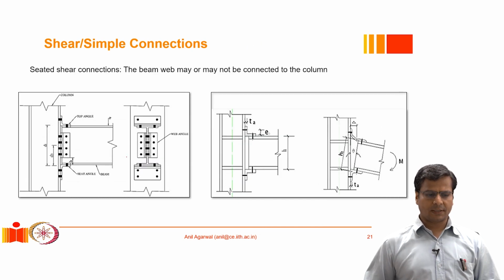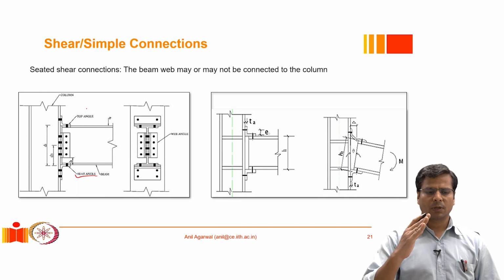When we go for a seated connection, there are again two varieties. We can go for a seated connection where there are seat angles provided at the bottom, as well as a top angle provided. In addition to that, we may decide to provide some angles to transfer the shear through the web. But typically in such a scenario, the seat angle would be carrying most of the shear force and the participation of the web angles will be relatively minor. The top angle usually does not participate in load transfer. It is just present there to provide lateral stability to the beam so that the beam does not start rotating sideways.